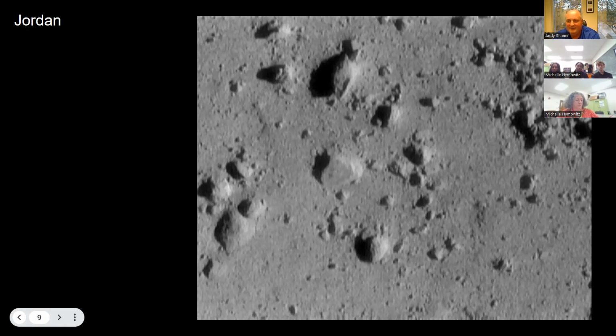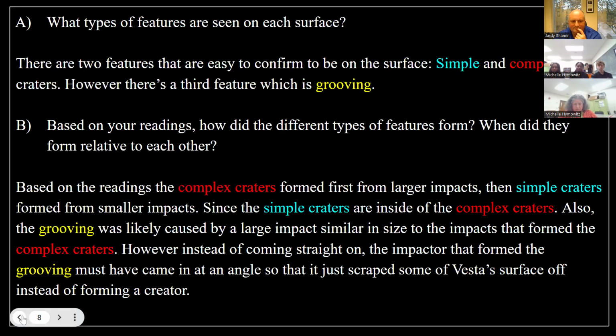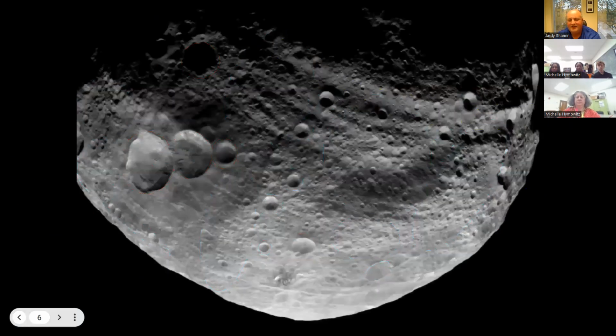Let's go to the Vesta image. Okay. Is that this one? Yeah. So I don't remember. Did you talk about the groove that you pointed out near the top, where the shadow starts to creep in? What that's a result of? That was a result of an impactor hitting it at an angle so that it really just scraped off the surface rather than causing an actual crater.